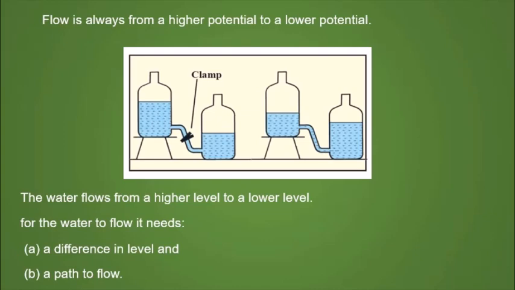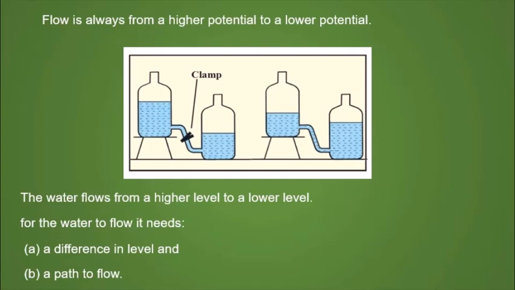Now what we can understand from this experiment is that in the first figure, when the clamp was there, you can see there is a difference of water in both the beakers. But when the clamp is removed, water flows from higher level to lower level. So yes, the water always flows from higher level to the lower level.